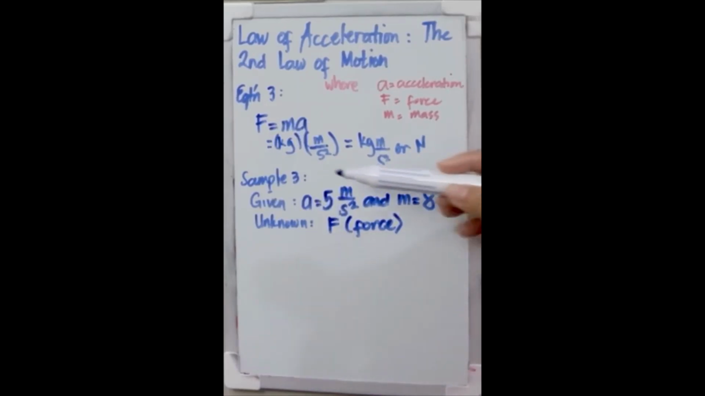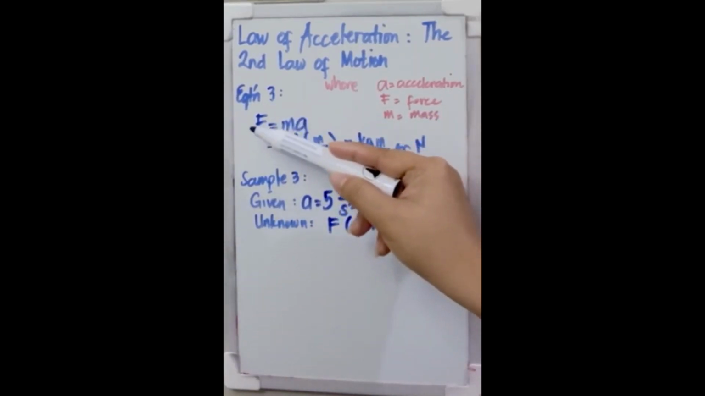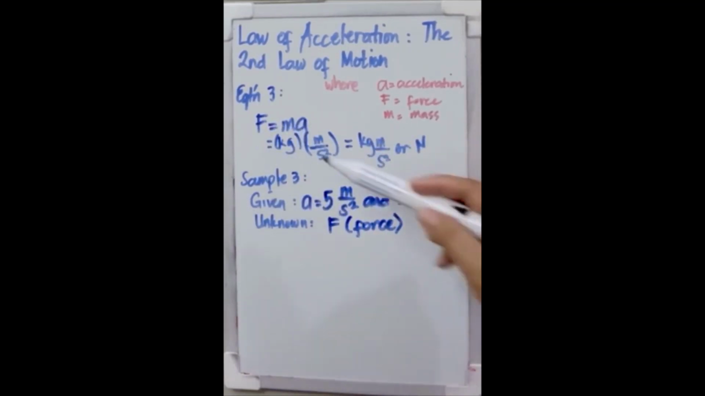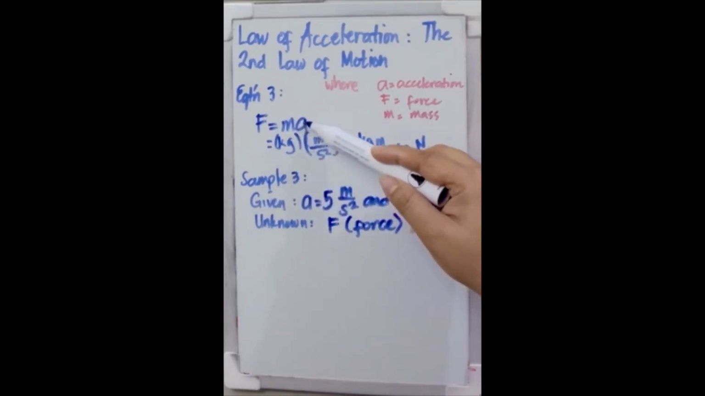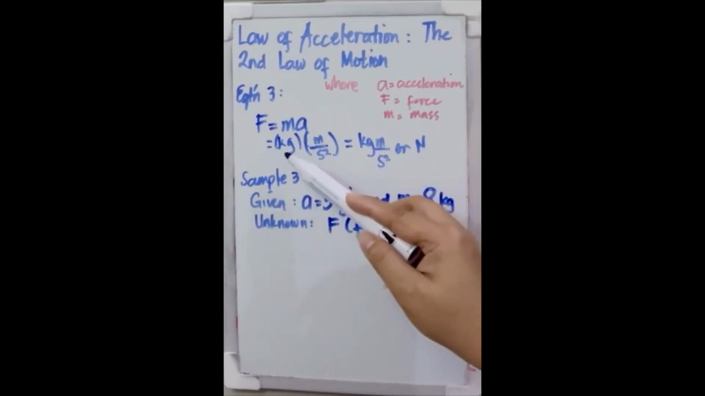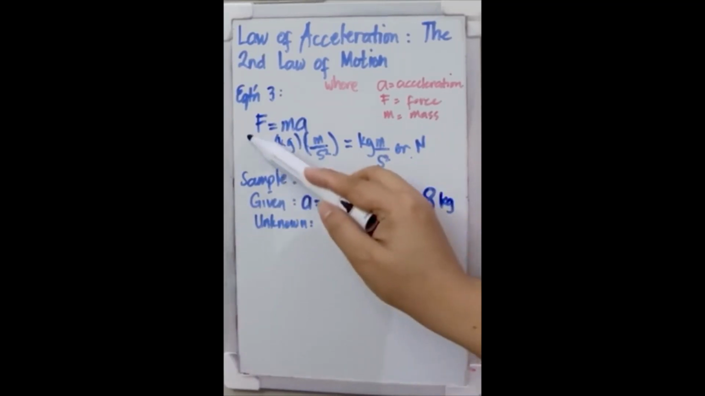The last example will be for the force. So the equation is F is equal to ma. That is force equal to the mass times acceleration. We have here the unit of the mass, which is kilogram, and the unit for acceleration, meter per second squared. If you multiply these two, it will give us kilogram meter per second squared, or simply Newton. So these two are units of the force.